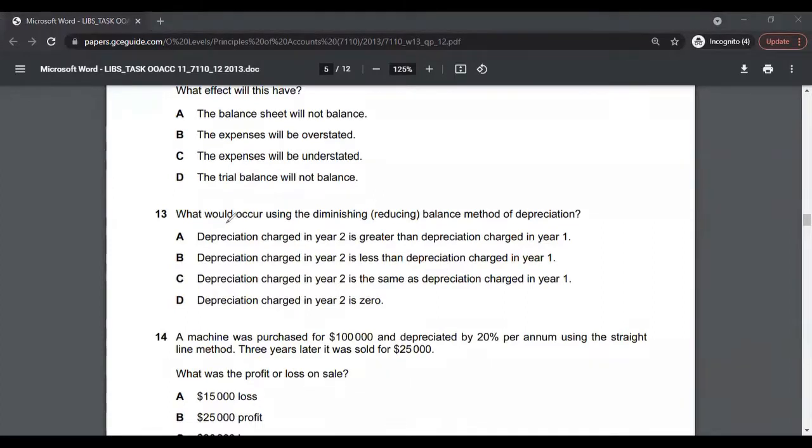Multiple choice 13. What would occur using the diminishing reducing balance method of depreciation? Depreciation charge in year 2 is greater than the depreciation charge in year 1? No. Depreciation charge in year 2 is going to be less than in year 1, so option B. It's not the same because it's not following the straight line method, and it's not going to be 0 either, unless the life of the asset is only 2 years or something, but we are not given that information. So the answer to multiple choice 13 is option B.